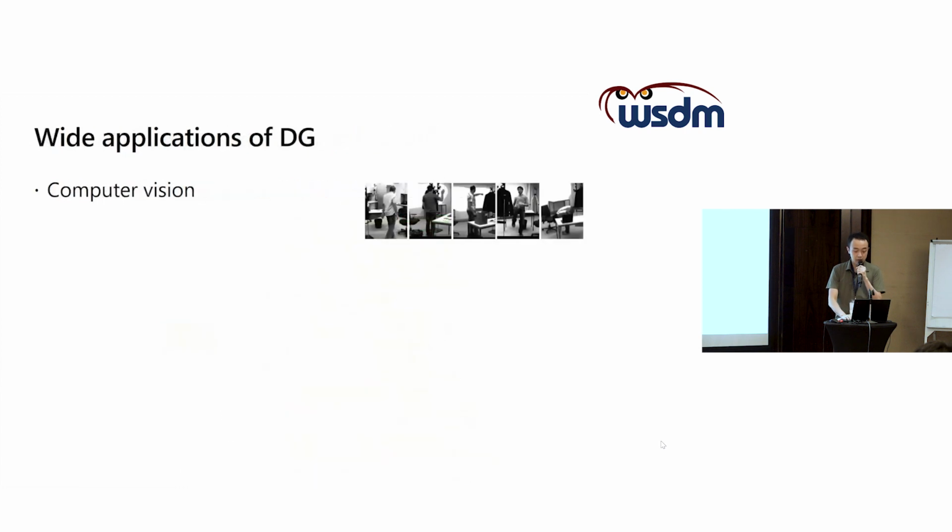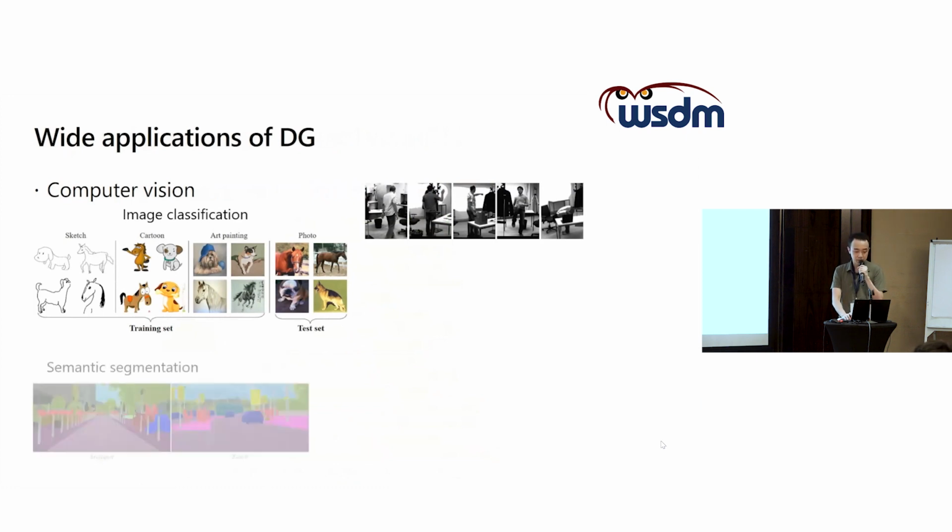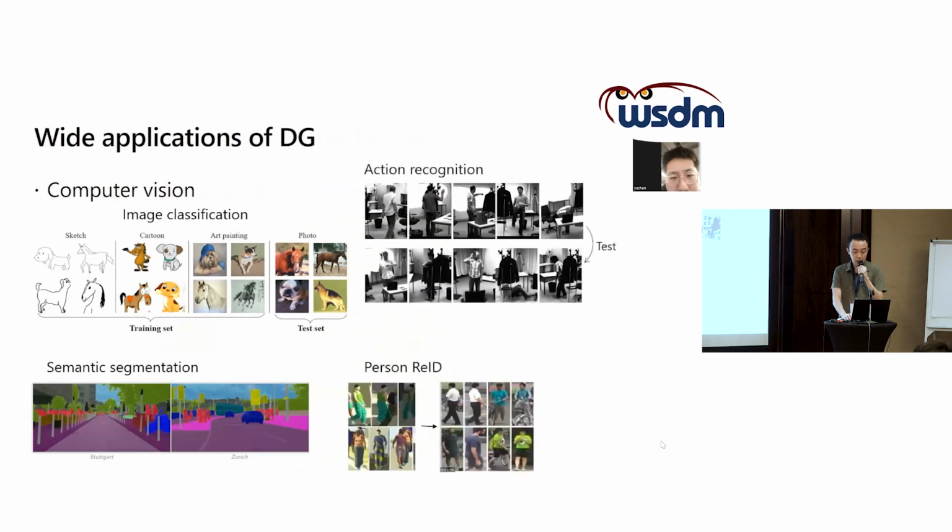Okay, so here I want to do a quick summarization, maybe about some specific problems where we encounter the problem of domain generalization. And also I want to introduce some benchmarks in our research community. So here is for computer vision.